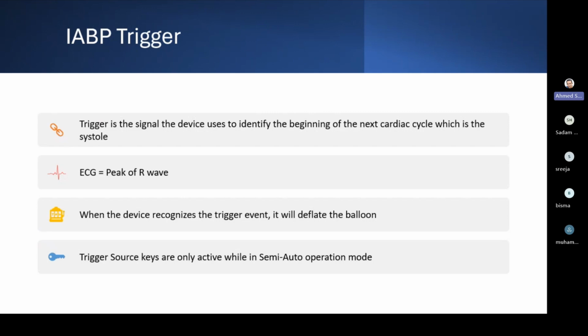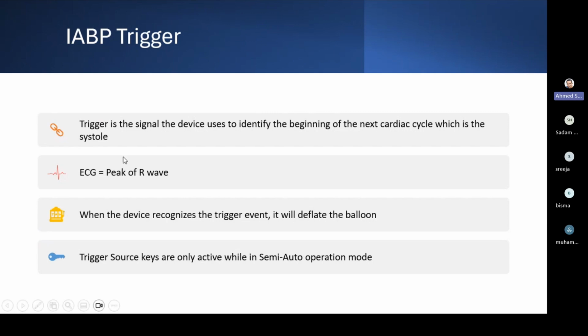Based on identification of the timing, the machine will start the inflation or deflation based on the cardiac cycle timing. The machine can use many things in order to identify the timing for the diastole, so it will start the inflation, and also will identify the timing for the systole, so the balloon will start the deflation during the systole.